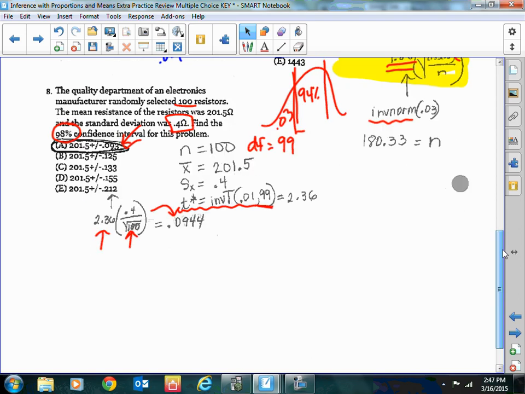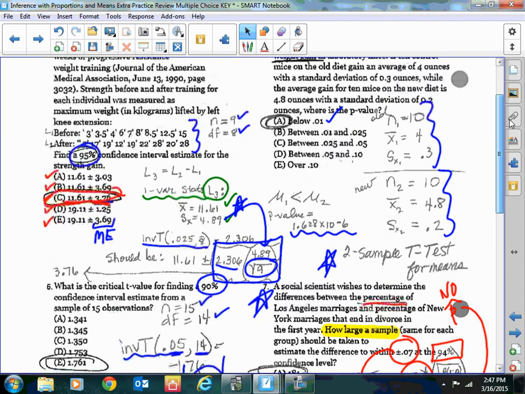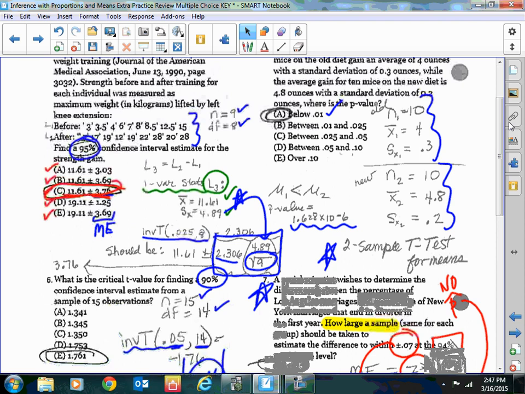All right, any questions on page 5 through 8, or 4 through 8? Okay, done with that one.